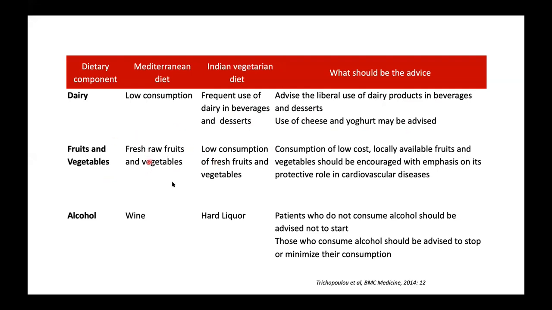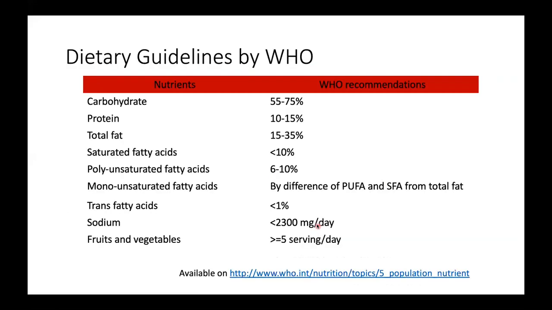Regarding fruits and vegetables, we Indians have very low consumption, and that is the area we should be encouraging. Low cost, locally available fruits and vegetables should be encouraged, with the emphasis that they have a protective role in cardiovascular disease. Regarding the wine, most of the time we are consuming hard liquor. I will discuss a little bit more about wine or alcohol.